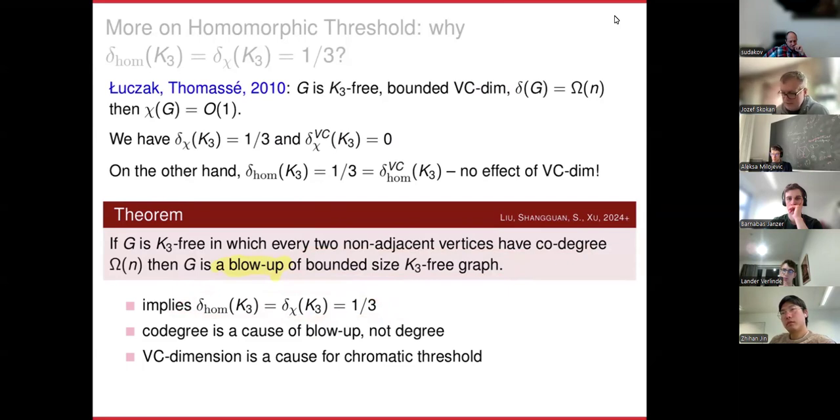And maybe it indicates that the codegrees are the cause of blow-up and this homomorphic threshold, and VC dimension is the cause for the chromatic threshold to be what it is.